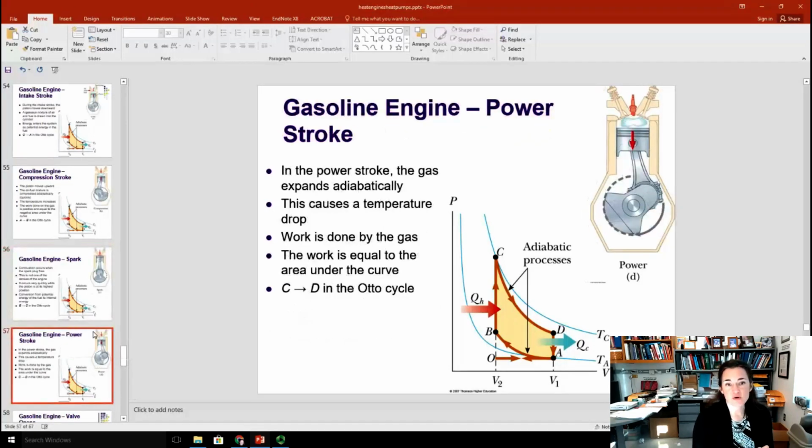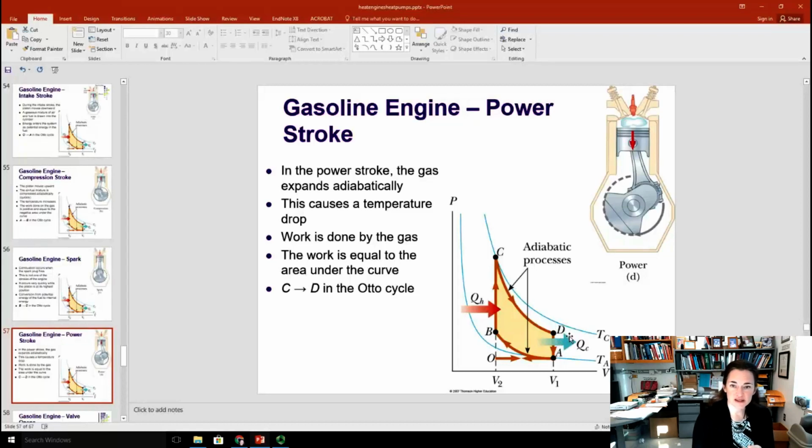Next comes the power stroke. In the power stroke, the gas expands adiabatically. Basically, the gas-fuel mixture exploded, and it's rapidly expanding outward. This causes a temperature drop, and the work is done by the gas. That's why it's called the power stroke, because this is where the power of the engine comes from. The work here in C to D is equal to the area underneath that curve.